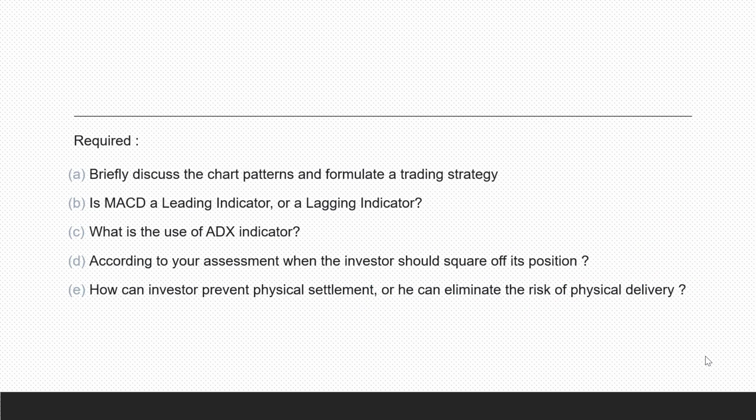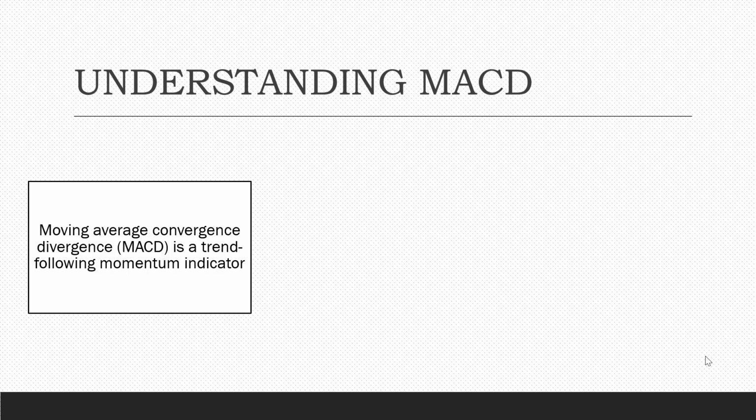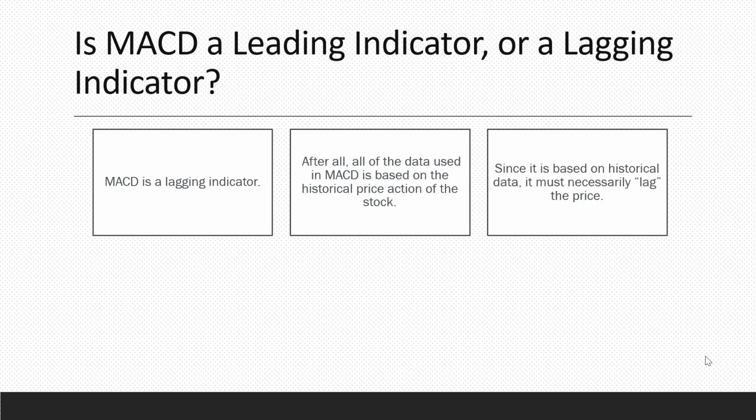Okay. Now look at the last question of this. Nikita, can you read? How can an investor prevent physical settlement, or how can he eliminate the risk of physical delivery? So the last question was this. What is your answer, Nikita? How can an investor prevent a physical settlement? Sir, by squaring off before the expiry date. Absolutely. So this is what is written here. There's an answer.